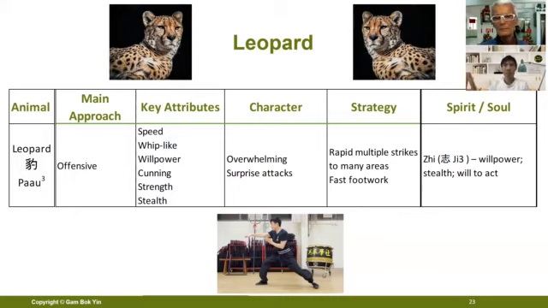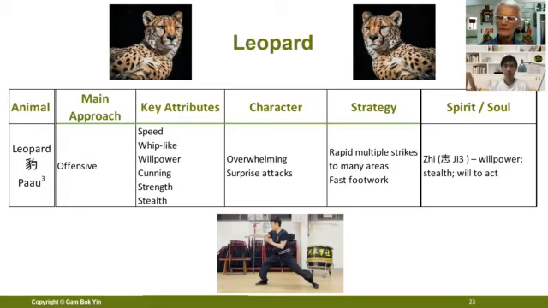If we look at the leopard movements, we see that they're very fluid as well. In Hung Gar, we think of the 5 animals, that particular form that we play. If you consider the movements of the leopard, they're very whip-like and relaxed, but there's still power. So the leopard has tremendous willpower and cunning and the stealth that we talked about before. It has the character of being able to overwhelm the opponent, and it does this with multiple attacks.